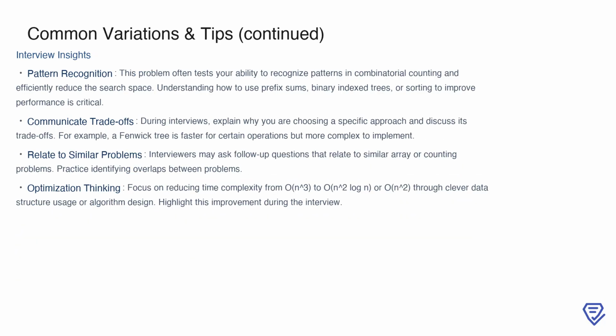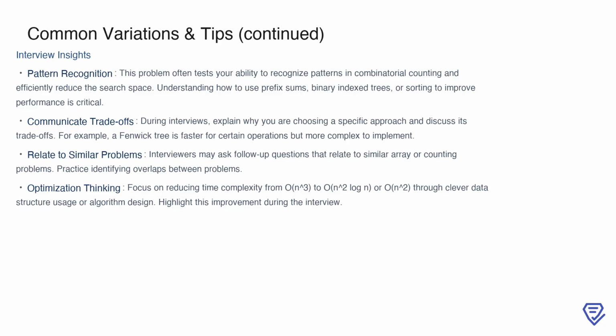Now, let's consider how this problem connects with interview scenarios. One key skill being tested is your ability to recognize patterns in combinatorial counting and find ways to reduce the search space efficiently. This often involves tools like prefix sums, binary index trees, or sorting. It's also important to communicate your choices clearly, explain why you're choosing a particular approach, and discuss its trade-offs. For instance, while a Fenwick tree may offer faster performance for certain operations, it's more complex to implement, and interviewers will appreciate hearing your reasoning.